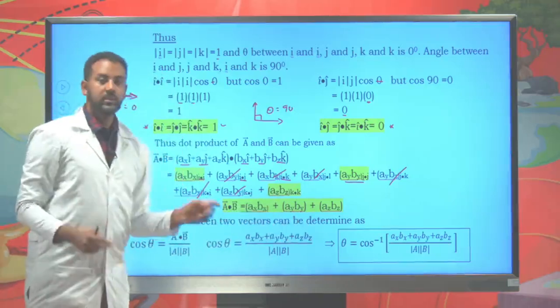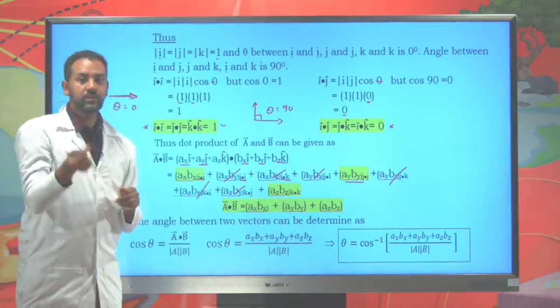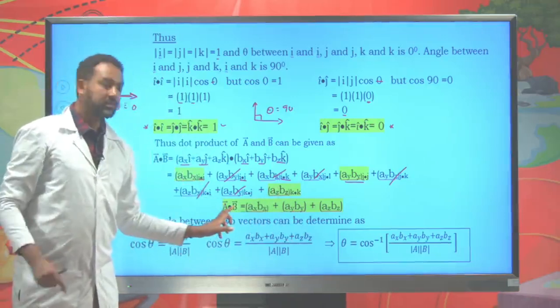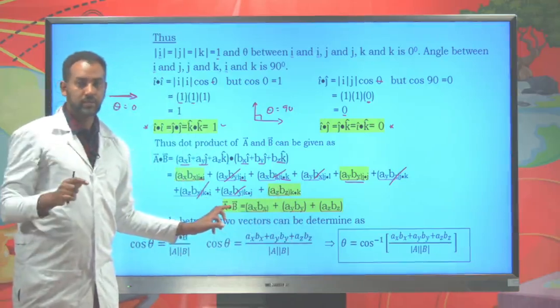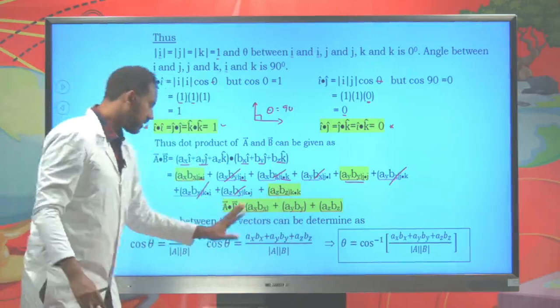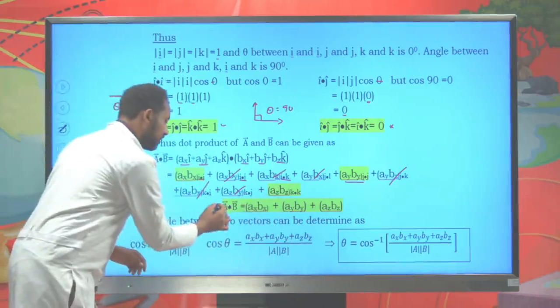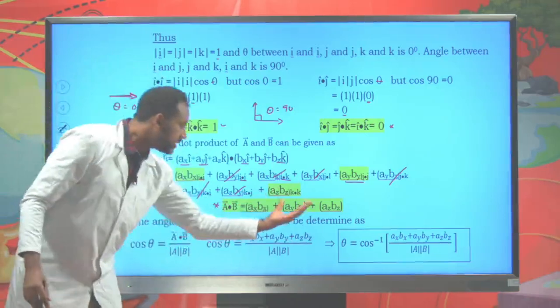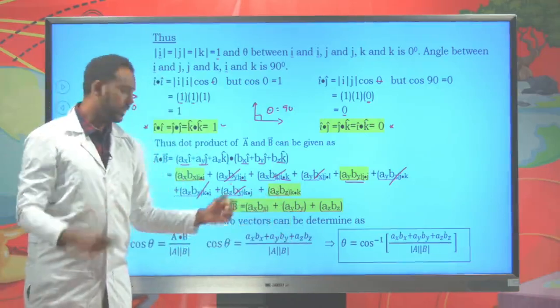So don't forget that whenever two vectors are given in unit vector notation, the dot product is just the sum of the products of the coefficients: ax with bx, ay with by, az with bz. That's how we determine the dot product of two vectors, and this results in a scalar.